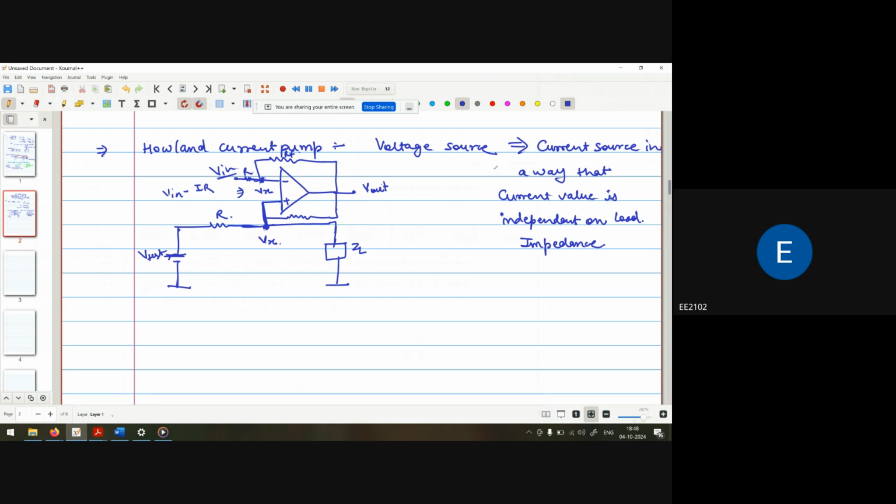Now if I calculate the current here, what is the value of current?